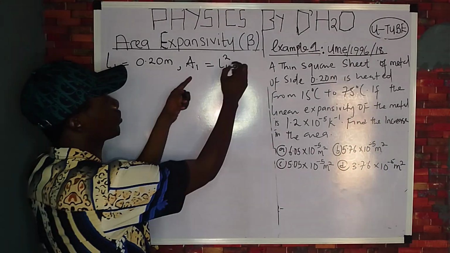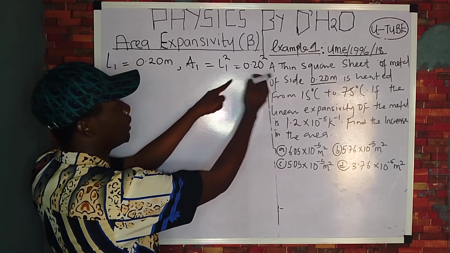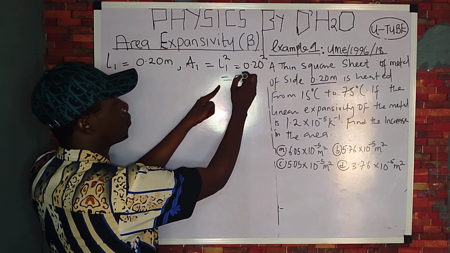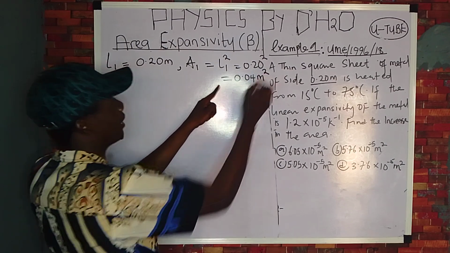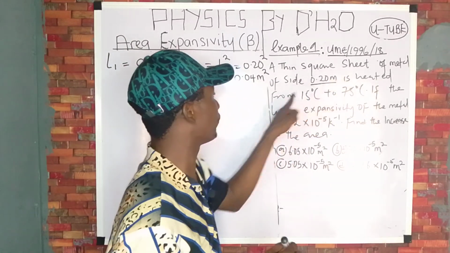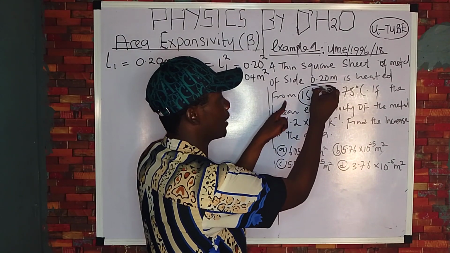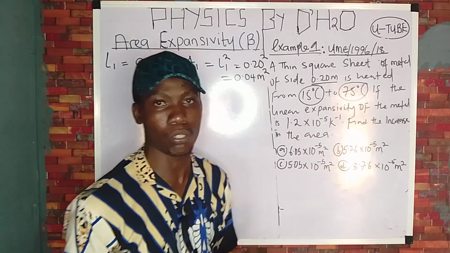And that will give us 0.20 squared. By the time you square this, you are going to get 0.04 meter squared. So this is our A1. Take note of that. Is heated from 15 degrees Celsius to 75 degrees Celsius.